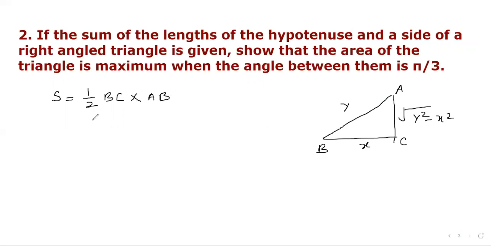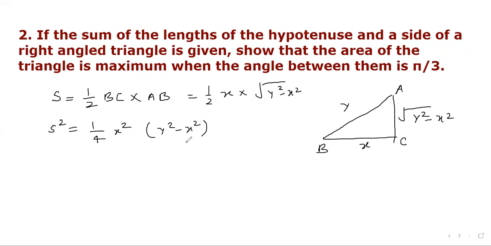We put the values. So 1 by 2 BC, BC is x into AB is root y square minus x square. Now we square it to remove square root. S square equal to 1 by 4 x square into y square minus x square.